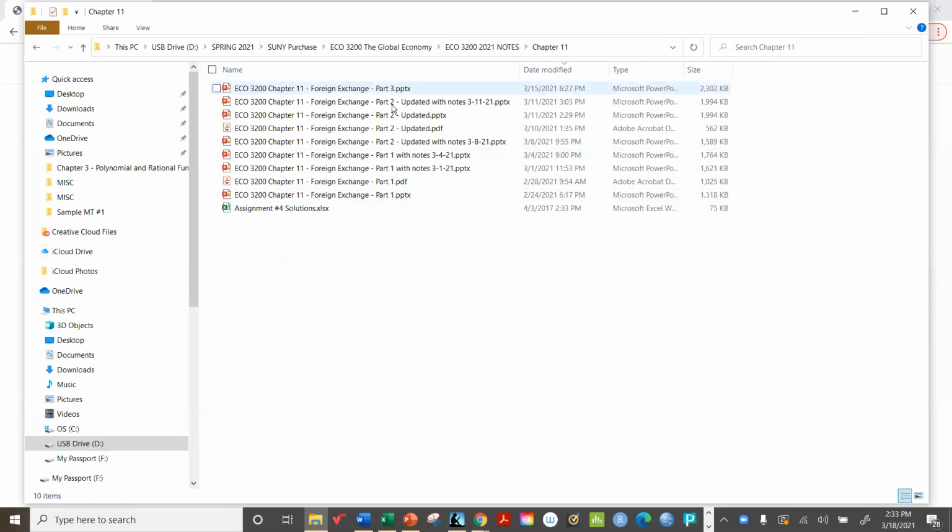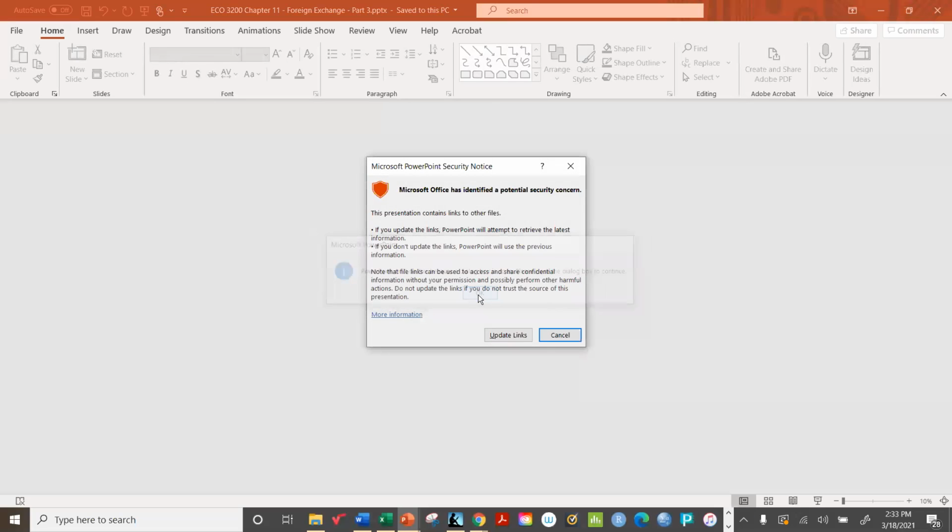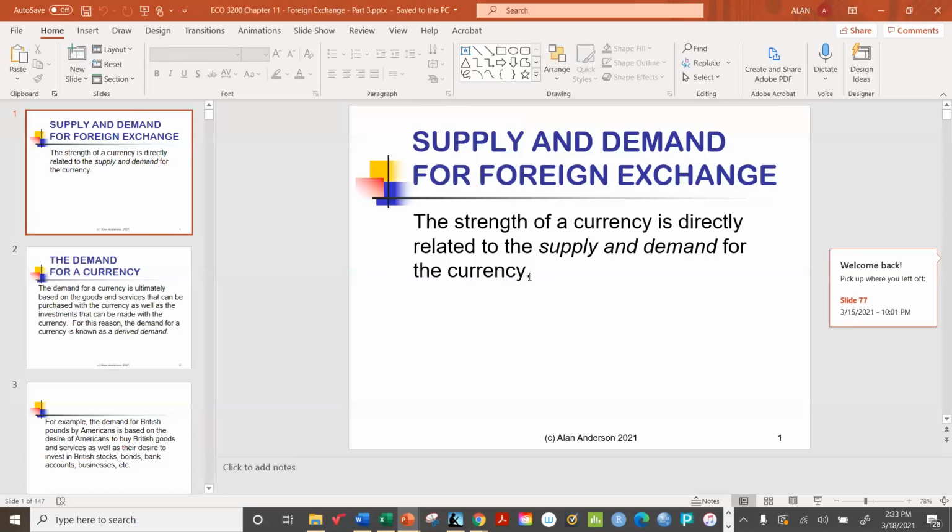All right, so I think we just started to look at triangular arbitrage, which is a very complex topic. So let's go back and revisit it and make sure that we really understand what this is all about.